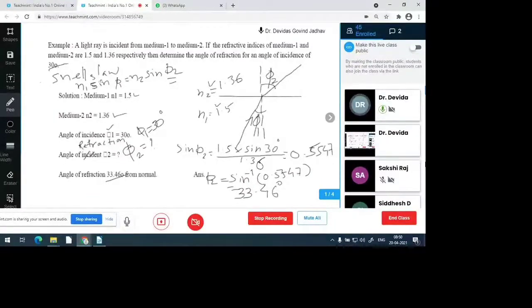Okay, this is the first problem. Now move to the second problem.